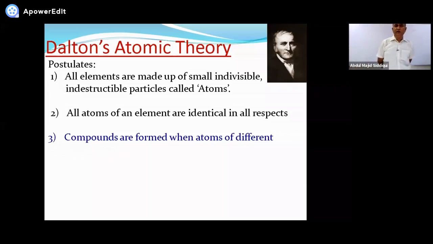Okay, what is the formula of carbon dioxide? CO2. How many carbons? One. How many oxygens? Two. So what is the ratio of carbon and oxygen? 1:2.